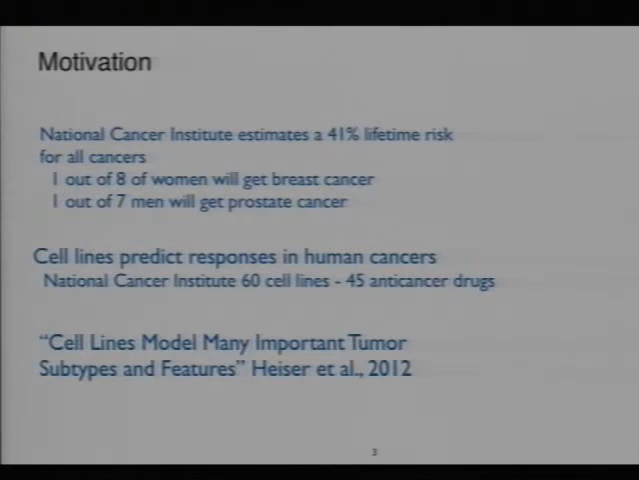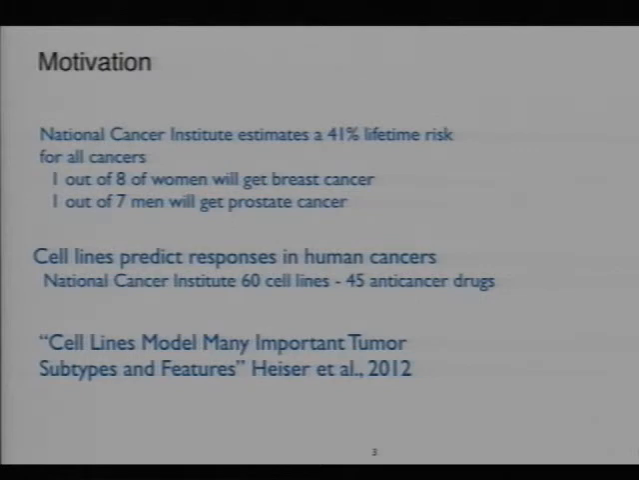The motivation for why I am here involves things like the National Cancer Institute estimating a 41% lifetime risk of cancer, just staggering numbers. 1 out of 7 men getting prostate cancer, 1 out of 8 women getting breast cancer. And if it doesn't affect us directly, it certainly affects our family, friends, neighbors, coworkers, and such. So trying to be a part of figuring out how to solve that is a very high motivation for me and for the people around me and involved in the field.